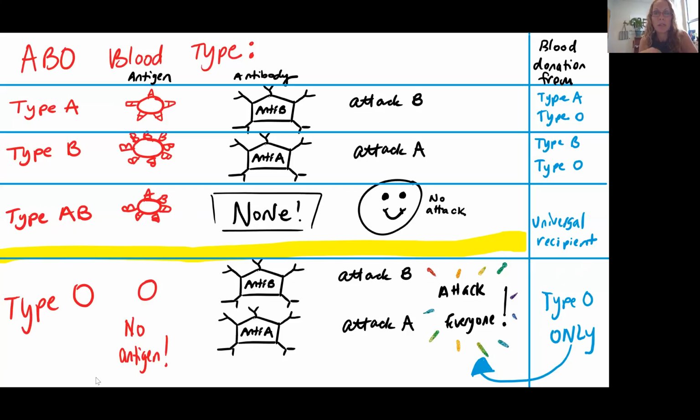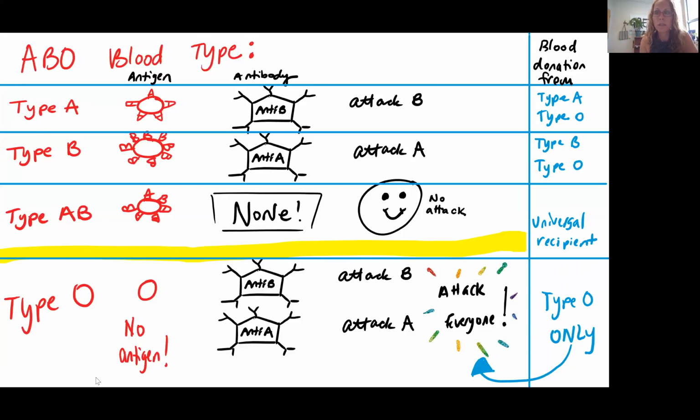If you are type AB, you can receive any of the 4 types, because you are seeing any red blood cell with an A marker as self, and you're seeing any red blood cell with a B marker as self. And because you don't have any of these antibodies, you are not going to target any of these types of red blood cells for an immune response. If you're type O, you can only receive type O blood because you're going to recognize A and B as foreign and you're going to attack those.